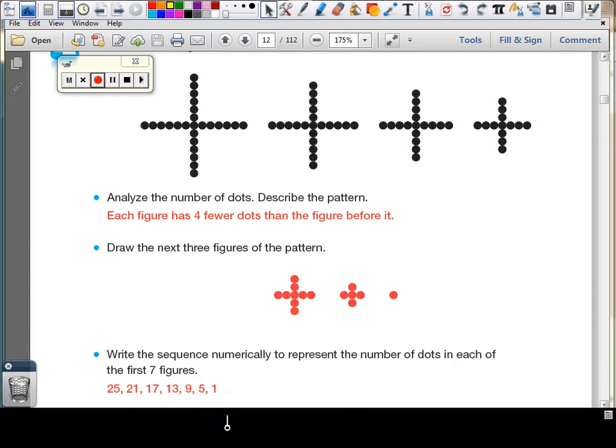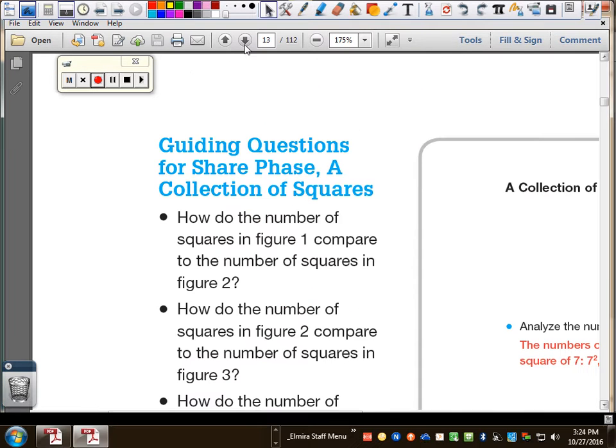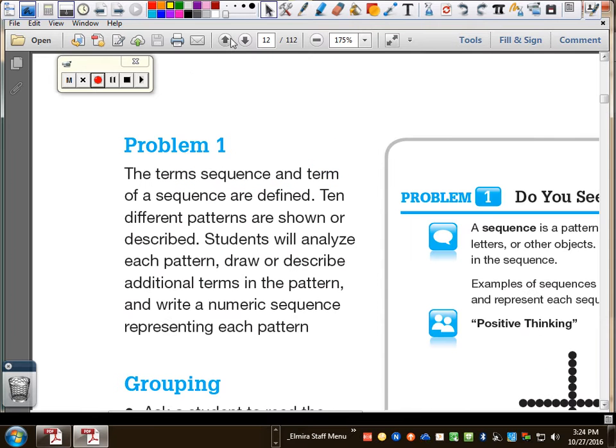Then it says write the sequence numerically to represent the number of dots in each of the first 7 figures. So down here at the bottom, you can see that the first picture had 25 dots in it, then 21, then 17, then 13, then 9, then 5, then 1. So we're going down by 4.